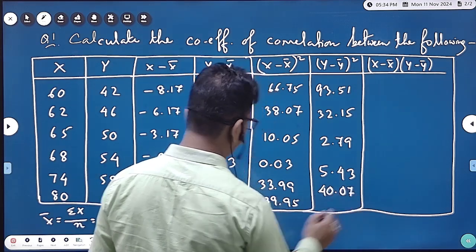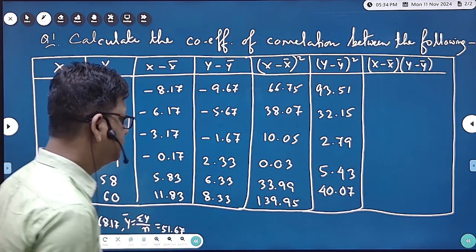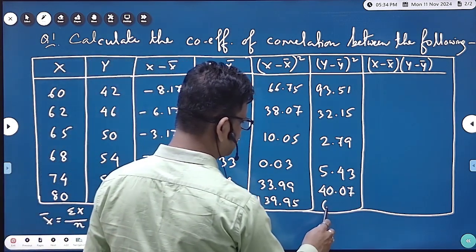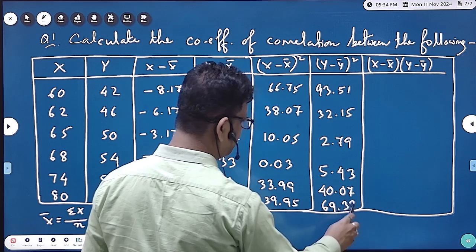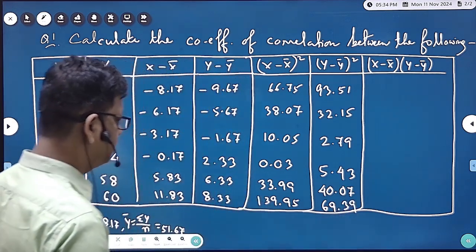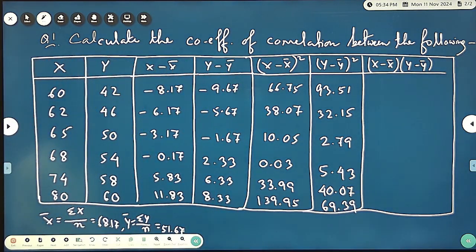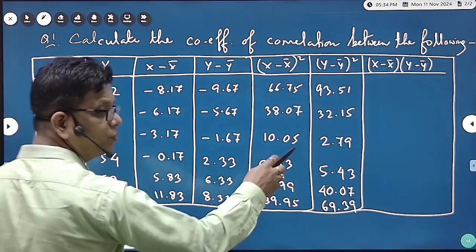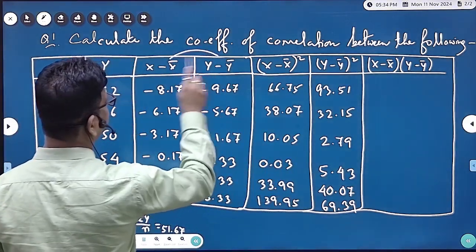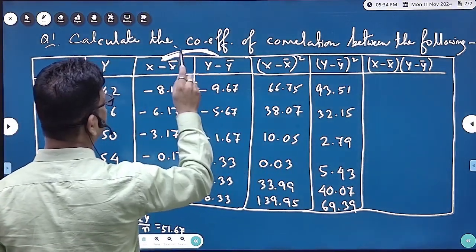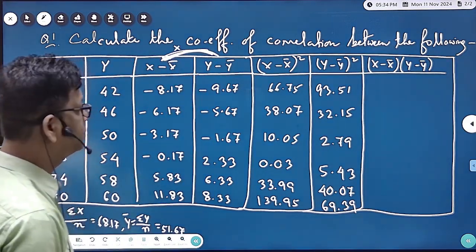40.07. Finally, 69 point. Okay. So I'm taking the values that he got by using the calculator. So let's start the next. And now the last one is again, see what to do. No whole square now. What you have to do? These two columns you need to multiply. So get the product.